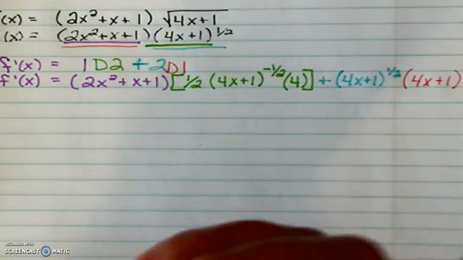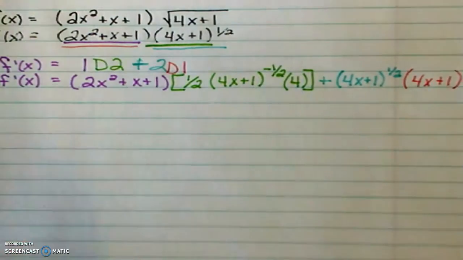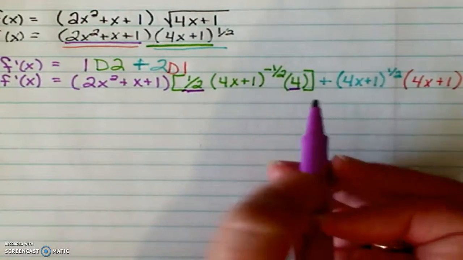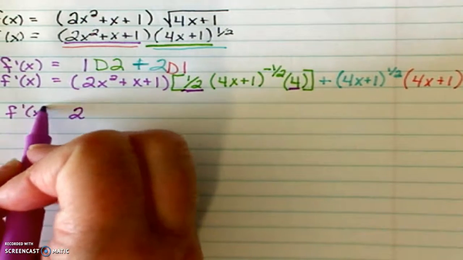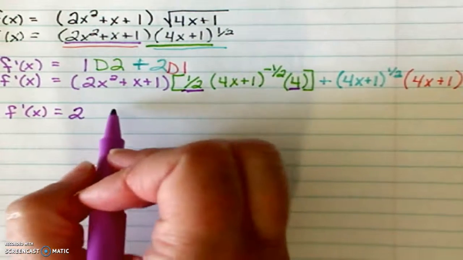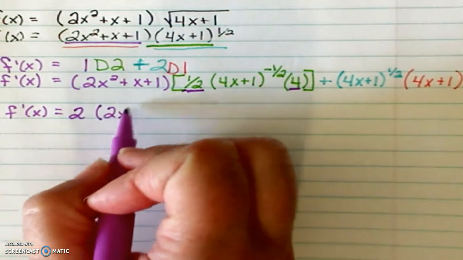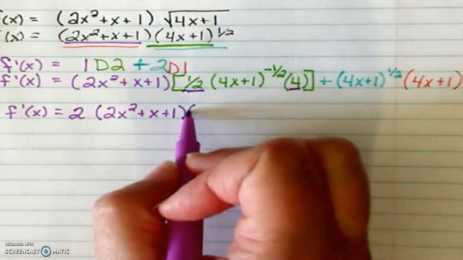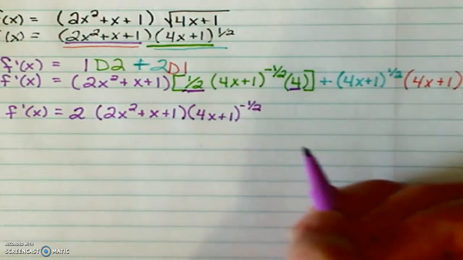Now we want to go ahead and simplify that. In the process of simplifying, I'm going to group this 1/2 and take it times the 4, which is just going to give you a factor of 2. So now I have f prime of x, the first derivative, is going to be 2. And then I'm going to copy down this factor of 2x squared plus x plus 1. And then write what I am left with, which is 4x plus 1 to the negative 1/2 power.